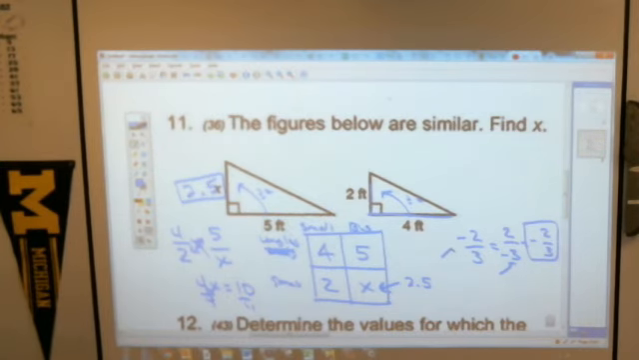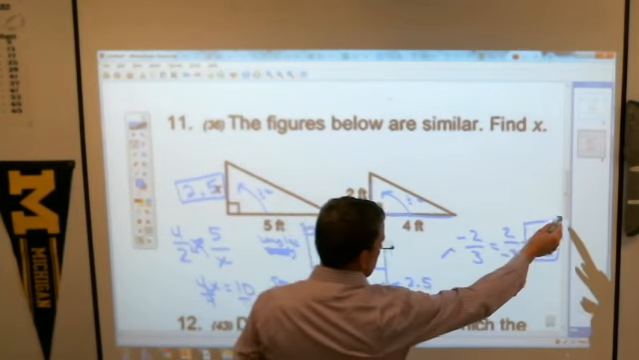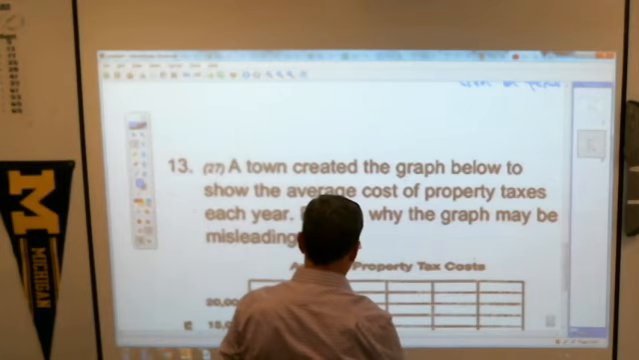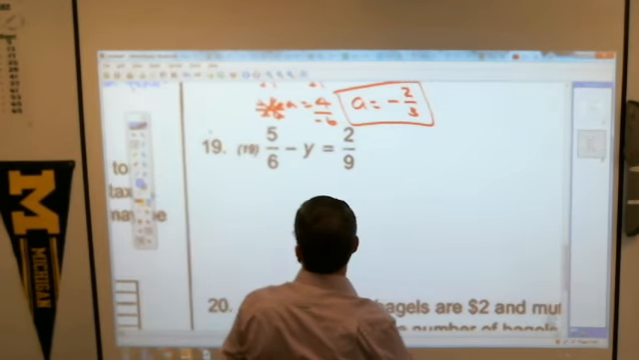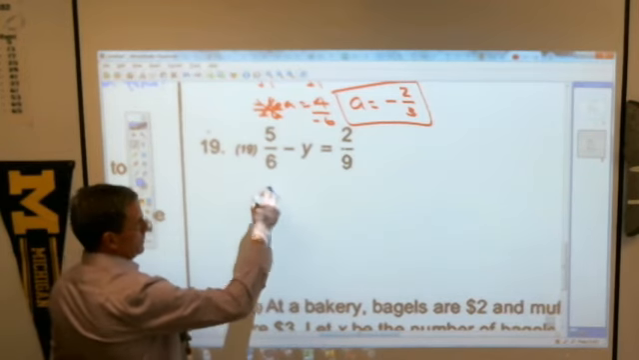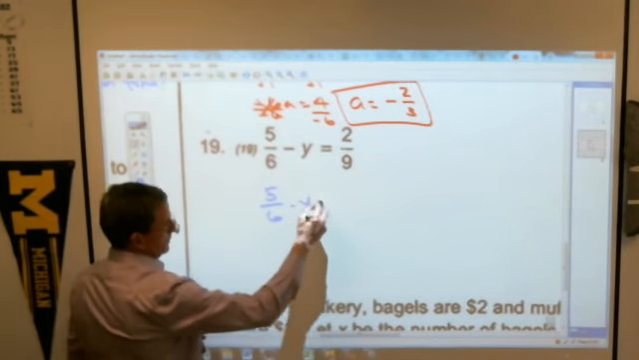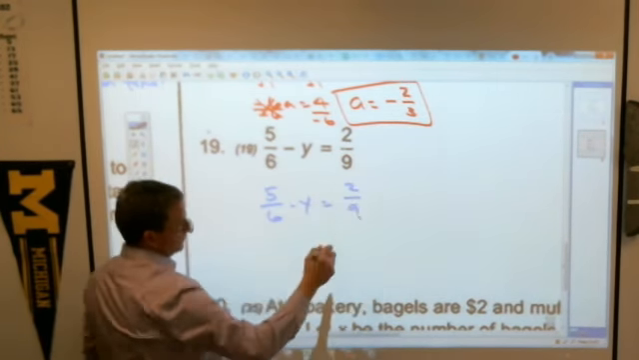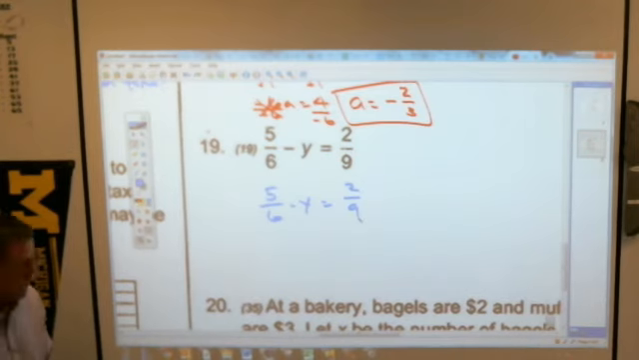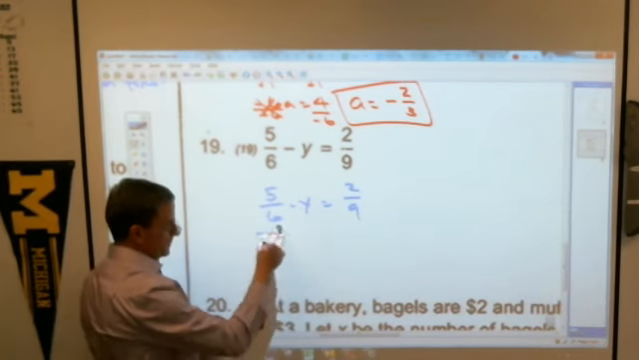How do you get 19? Is that over here somewhere? How do you get the letter y by itself? First step is to? Alright, so let's work on that.